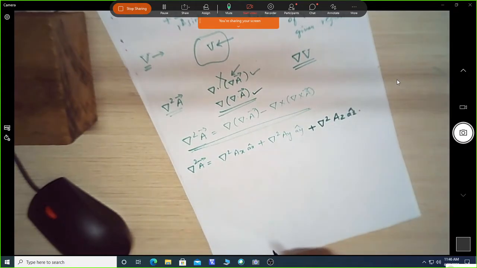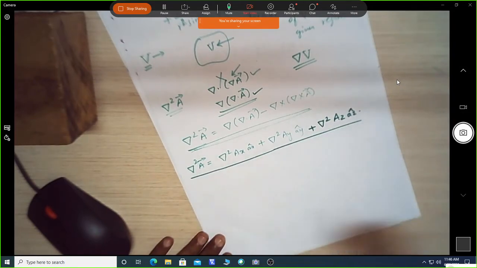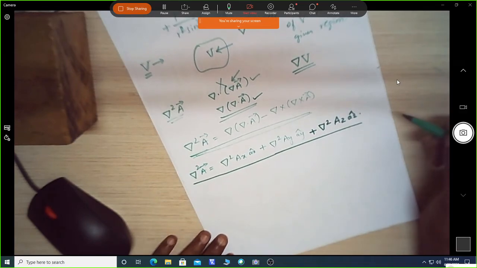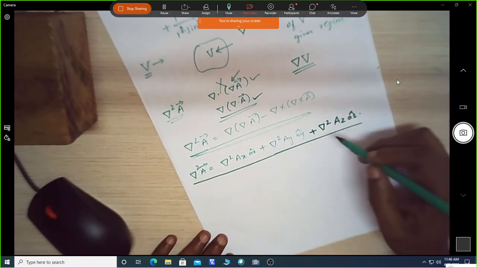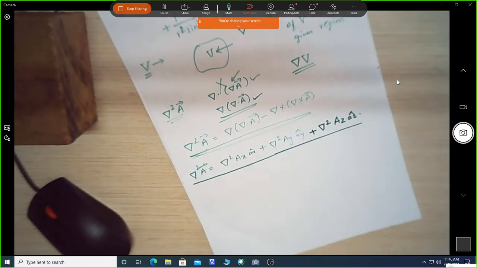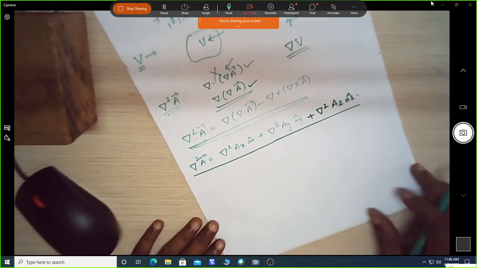So this is what we get in Cartesian, and we can get it in other coordinates also, so we can write the equations for those as well. Later we will see that. So this one is understood. Any doubt in the Laplacian operator also? Now we will summarize all the operators we have done.